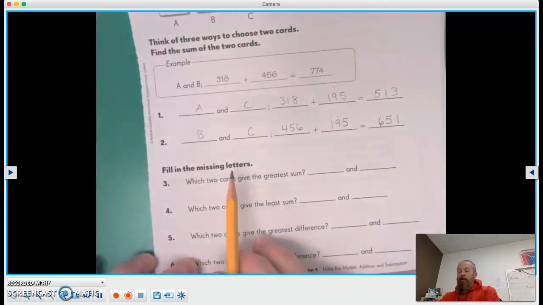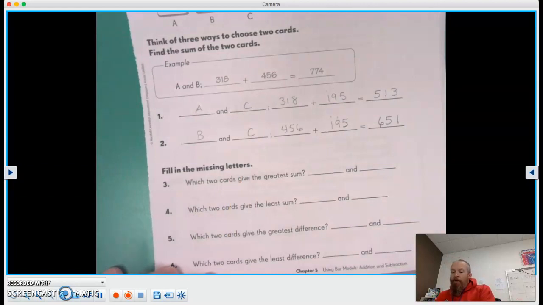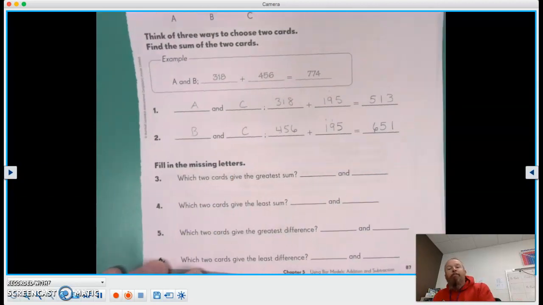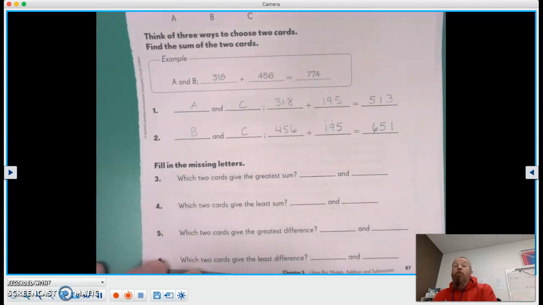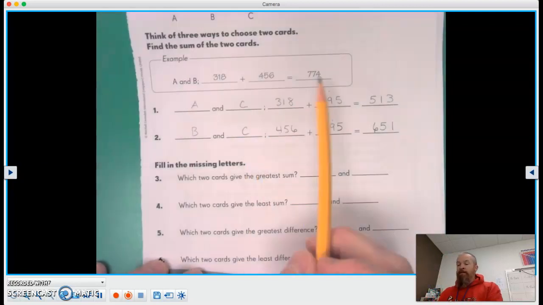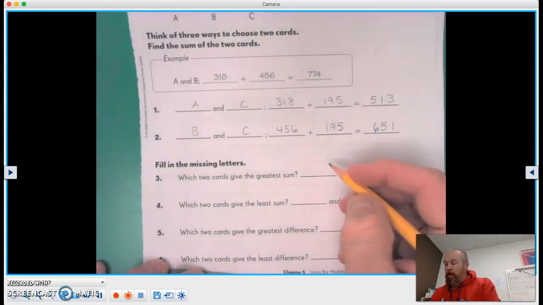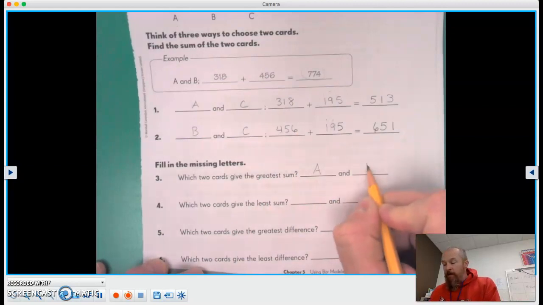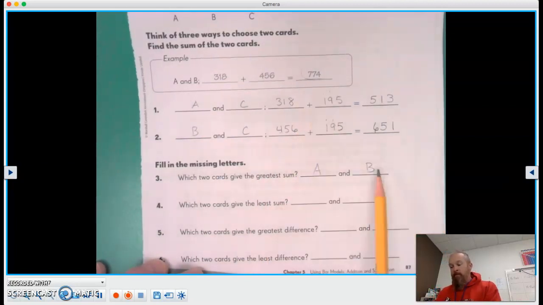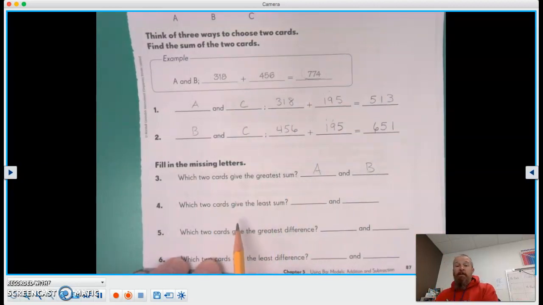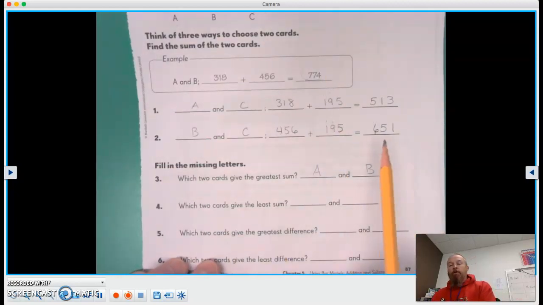All right. Now we need to fill in the missing letters. Which two cards give the greatest sum? Meaning, when we add the two cards together, which one has the largest number? Our example actually, right? A and B. If we put together cards A and B, we get 774. That's the greatest sum, or the largest. Which two cards give the least? Which one of these is the smallest number? Well, we know it's not A and B, right? So we look here, and we did A and C.